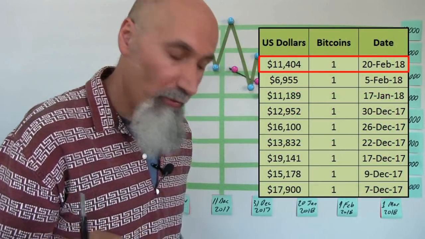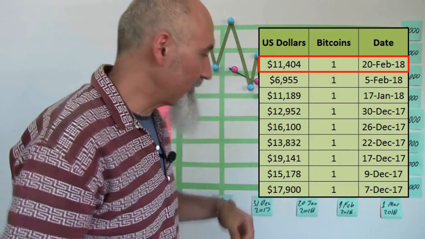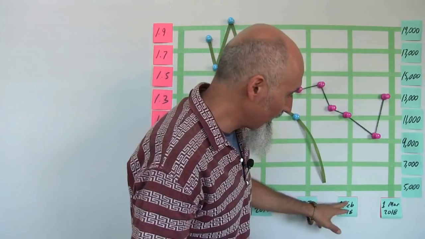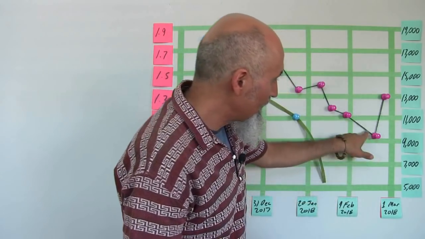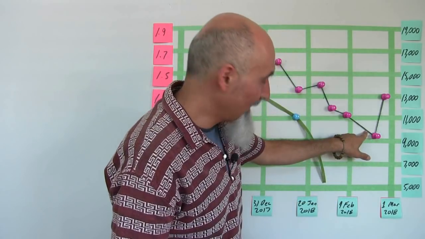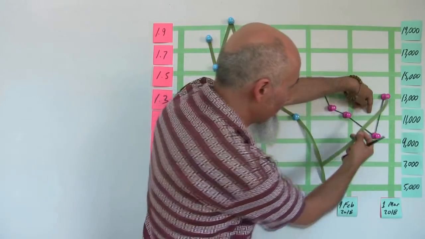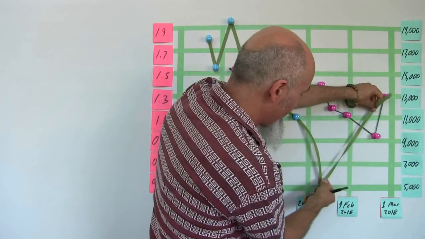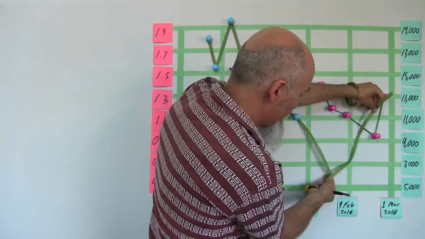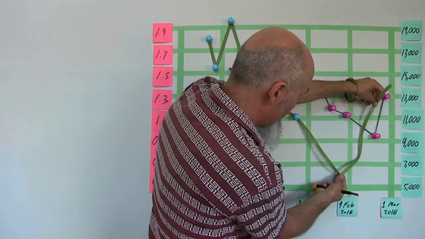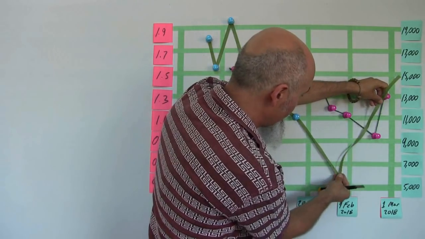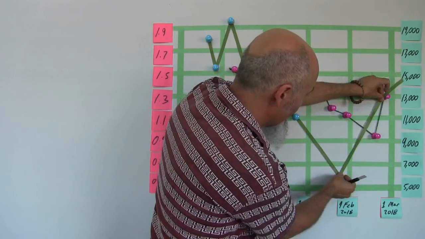So we got this guy here. And on February 20th, it went up to 11,500. So February 20th, that's February 9th, 10 days is in the middle. It went up to 11,400. So we want to be around here, right? So if we attach this here, the angle that we want is like that.